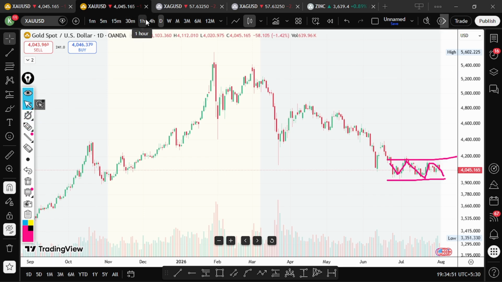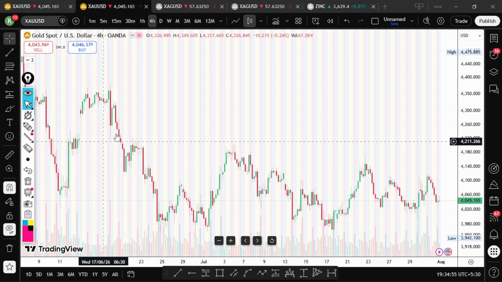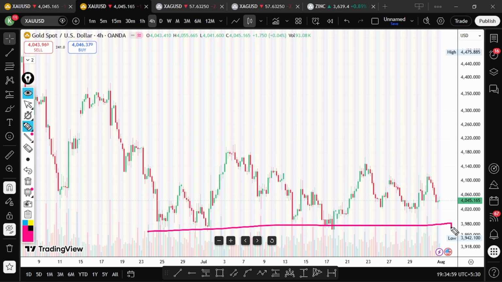Let's go to the 4-hour chart. As we can again see, the market has been holding its position. This is a buying point and the market has been holding the buying point strongly. Nothing is happening in here.